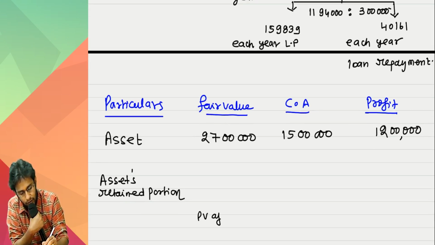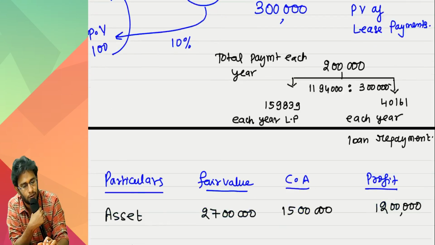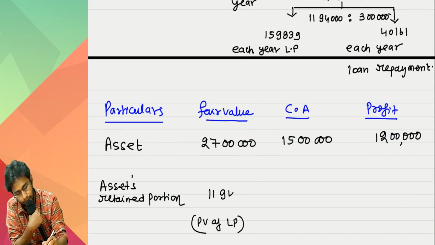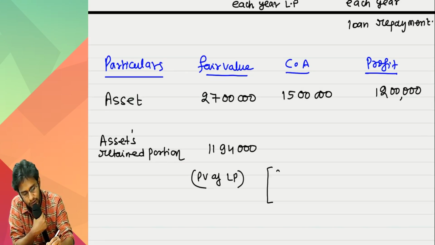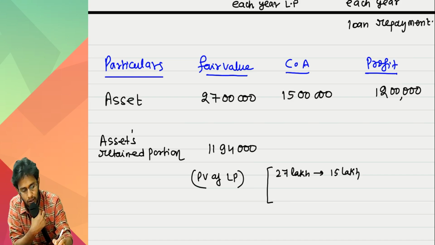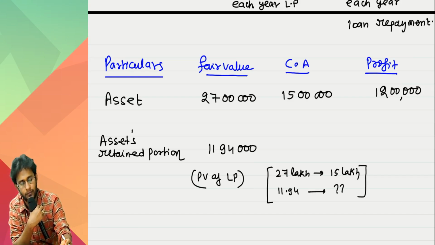PV of lease payments, you need not work out, it is already worked out. PV of lease payment is how much? 11,94,000. The carrying amount is proportionate, to be worked out, sir. 27 lakhs has 15 lakh carrying amount. 11.94 lakhs will have how much carrying amount? You tell me the full number.